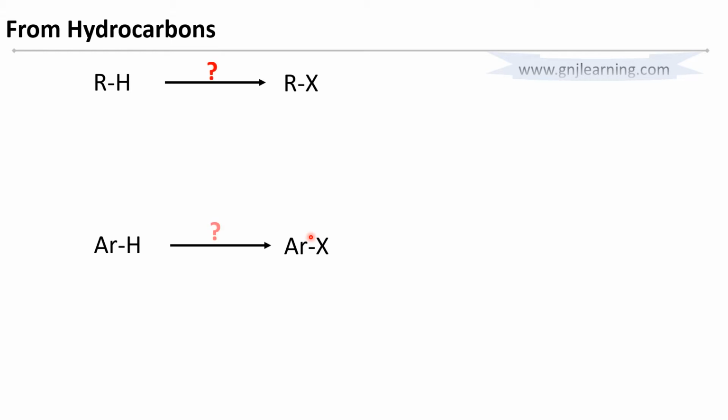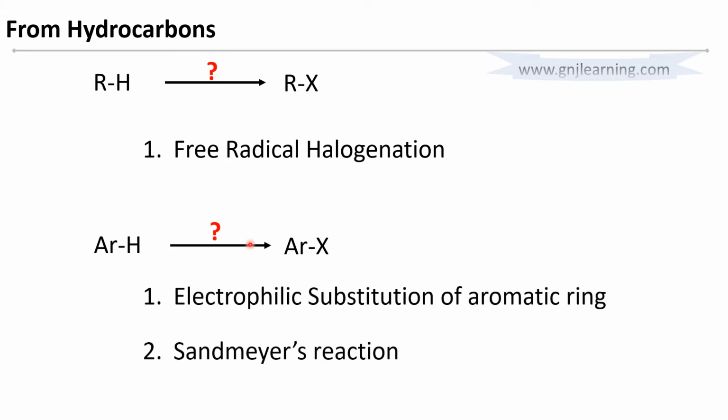So the question is, what are the methods in both the cases? In the case of aliphatic halogen substituted compounds or haloalkanes, there is one method, that is called free radical halogenation. And in the case of aromatic substitution, we have two methods: one is electrophilic substitution of the aromatic ring and the other one is Sandmeyer's reaction. So in this part we will see free radical halogenation.